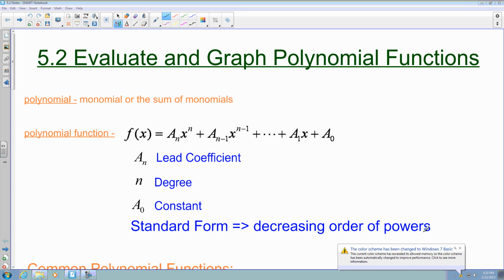If you were to generalize what a polynomial function is, it could be represented as f of x, which is a function of x, equals a sub n, which is considered our lead coefficient, times x to some n power, whatever the largest n power is, plus whatever coefficient is attached to x to the n minus 1, and so on, all the way up to where we have a sub 0, which is our constant.